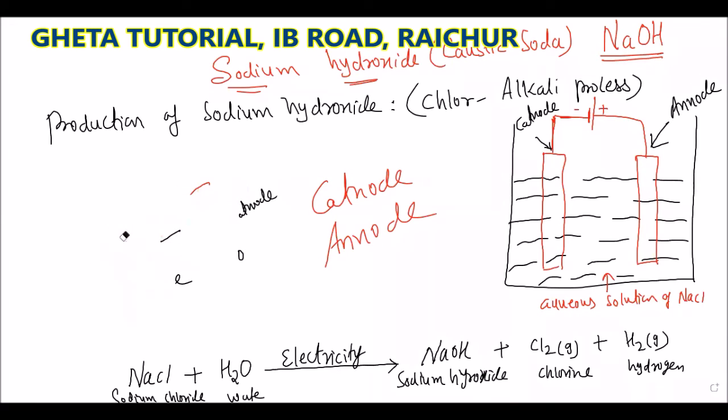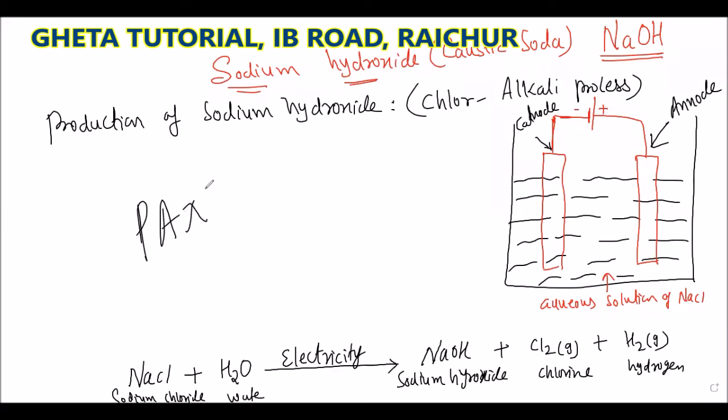Because students will be confused about which is cathode and which is anode, you have to remember PANIC. PANIC means positive is anode. This is the plus sign. The plus sign is connected to the one electrode that is called anode. And here is the minus sign.